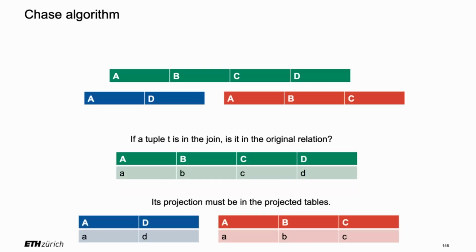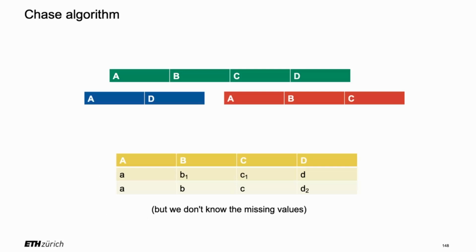Yes, absolutely. So A and D would also hold here in that projection. This is absolutely true. And can you tell me something about the values here that are in that table? You see A, B1, C1, D, and A, B, C, D2. Can you infer some equality between some values based on the functional dependency A gives you D? D2 equals D, exactly. Do you see it?